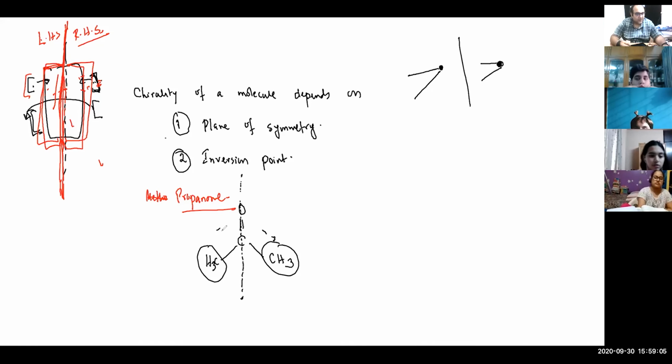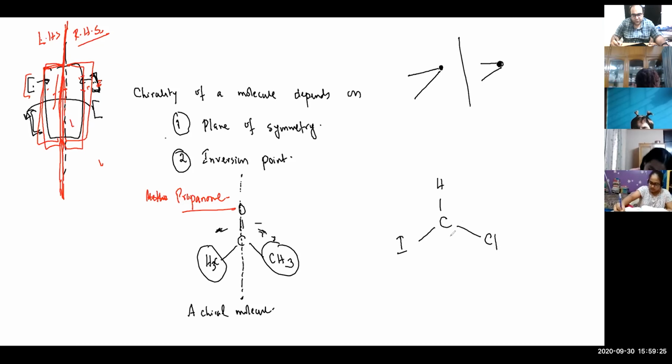So are both of them exactly the same on both sides? Yes, sir. So this is an achiral molecule. Carbon with hydrogen, iodine, chlorine and hydrogen. If you divide this, will you have the same thing on both sides? No, sir. So we call this a chiral molecule.